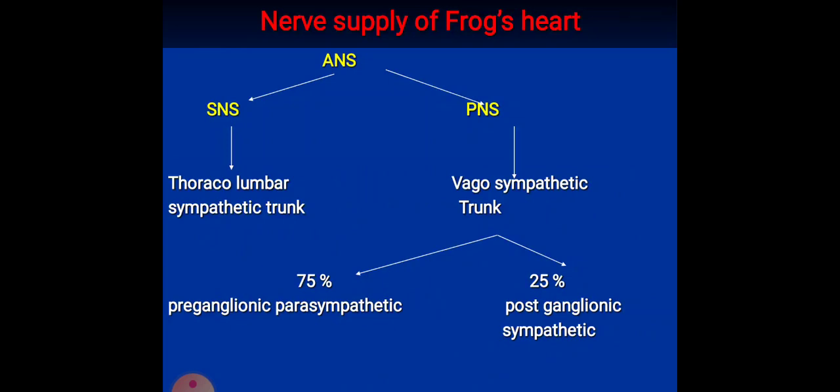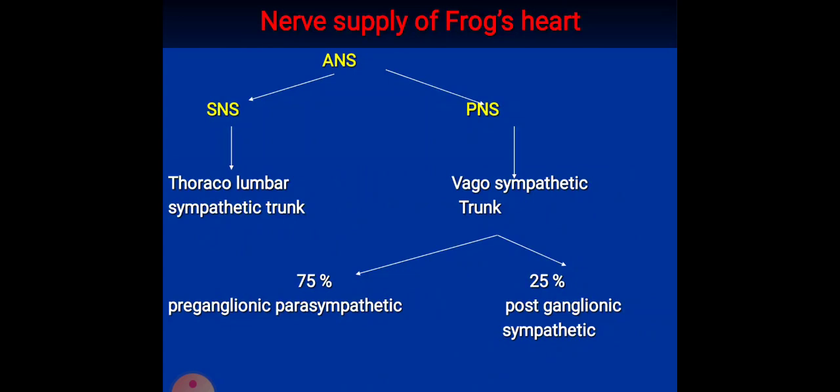If we consider the autonomic nervous system, the frog's heart has two parts: sympathetic and parasympathetic nervous system. The sympathetic nervous system is via the thoracolumbar sympathetic trunk, and the parasympathetic nervous system is via the vagosympathetic trunk. Why is it called the vagosympathetic trunk? Because it has 75% preganglionic parasympathetic fibers and 25% postganglionic sympathetic fibers. That means it has a combination of both sympathetic and parasympathetic fibers.